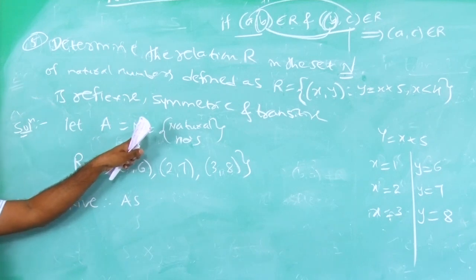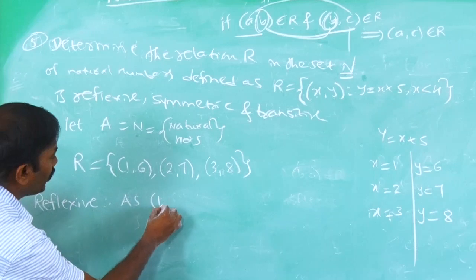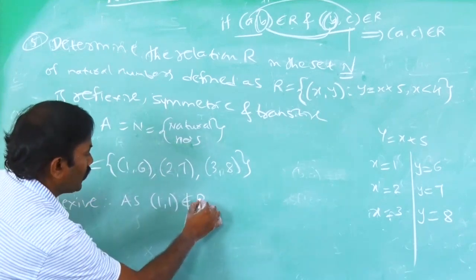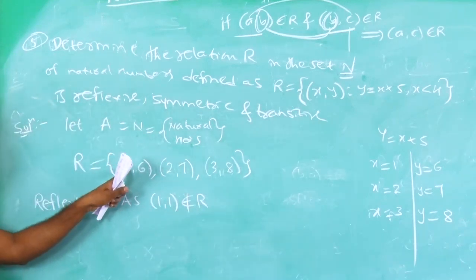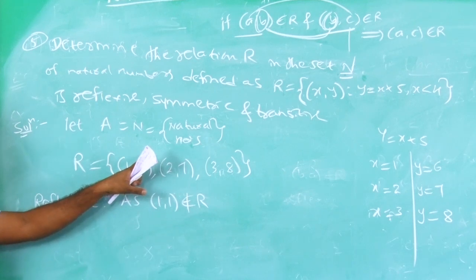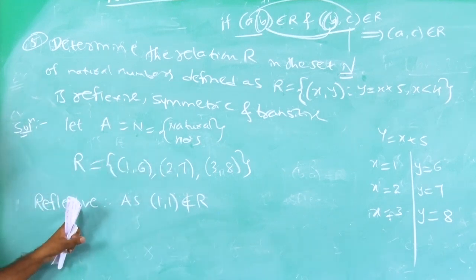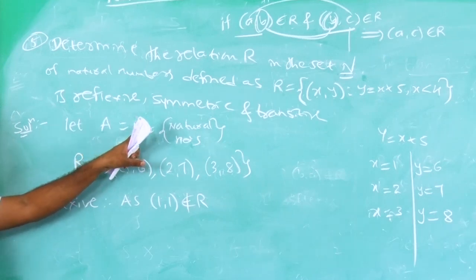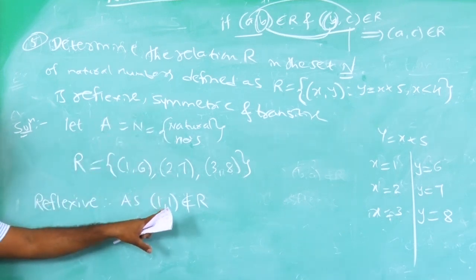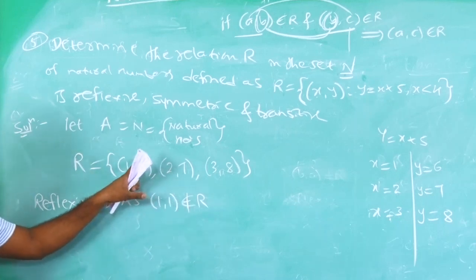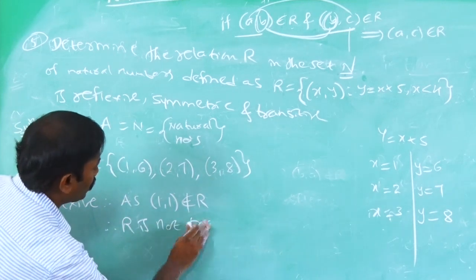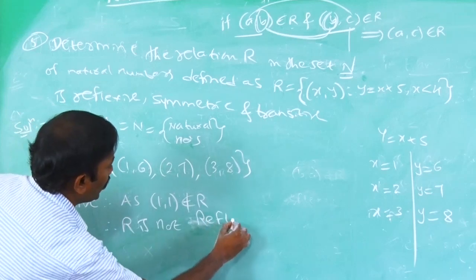Take the natural number, the first element is 1. Now take one doublet, 1 comma 1. 1 comma 1 does not belong to this relation. That's why this relation is not reflexive, because if any one doublet does not lie in the relation, then the relation is not reflexive. Here A is a set containing natural numbers, and we cannot take all the natural number doublets, so take the first element doublet, 1 comma 1. 1 comma 1 is not in the relation, so the relation is not reflexive. Therefore R is not a reflexive relation.